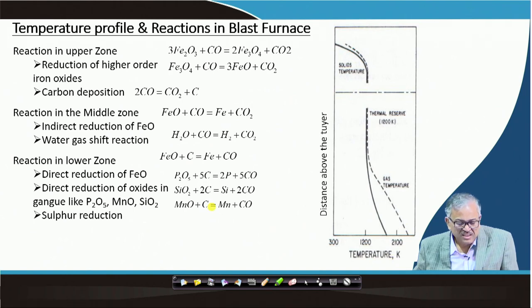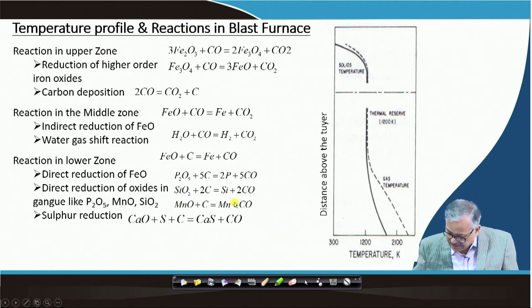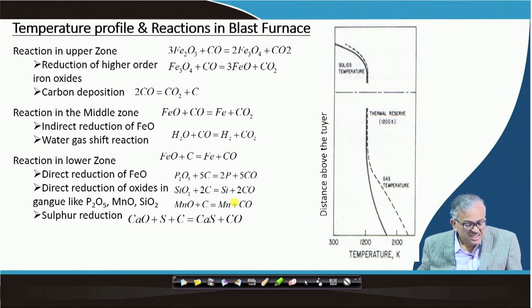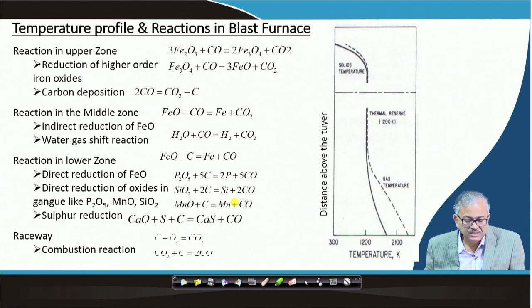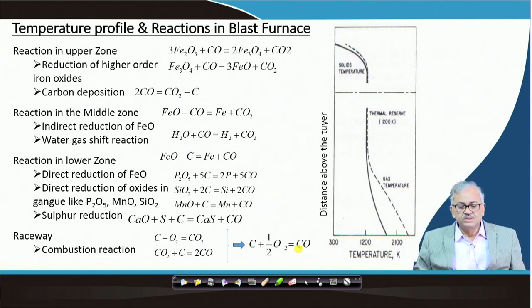And then you have the sulfur reaction, that is CaO plus sulfur plus carbon forming CaS plus CO. So sulfur basically gets reduced; you can see it goes from the 0 state to the minus 2 state. So this is also a sulfur reaction that takes place in the lower part, and we will discuss it later in detail. Okay. And then the raceway combustion reaction that I have already discussed: these are the two reactions, and if you combine them, it forms this. So this is the combustion reaction. So these are all the reactions.